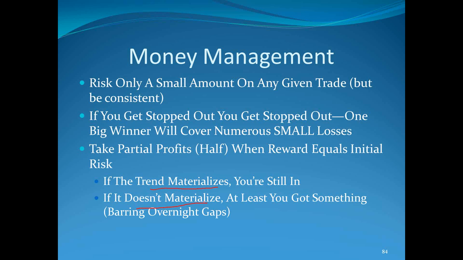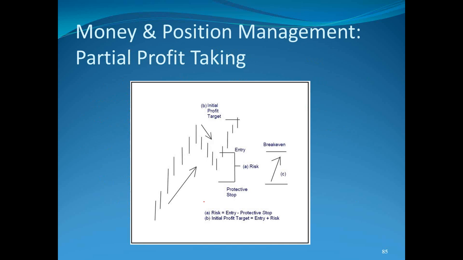If it doesn't materialize, as I said earlier, barring overnight gaps, you have a better than a poke in the eye trade, okay? So let's say you enter a trade here, your risk is down here. Well, if you take this amount and measure it up here, that's going to be your initial profit target, okay? And once that profit target is achieved, you make sure that stop gets bumped up to break even. In reality, you might notch it up each day as the market moves in your favor, but only if the market moves in your favor, okay?